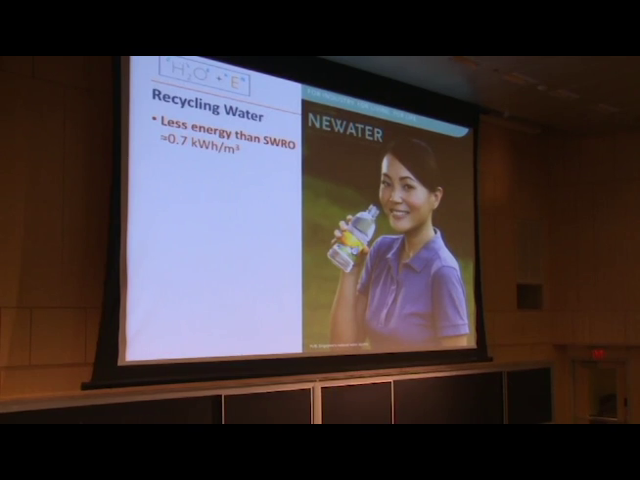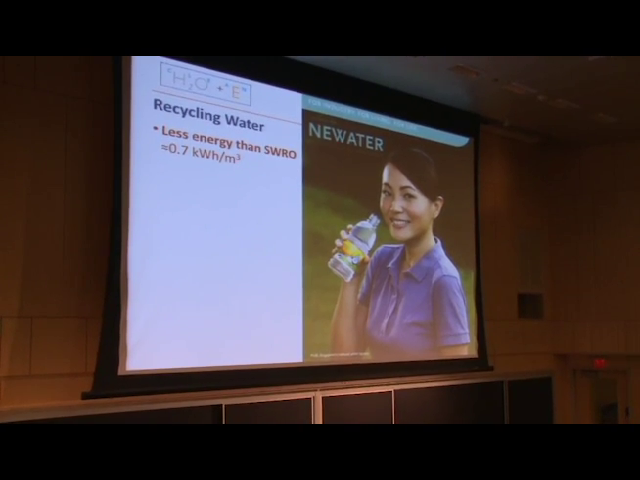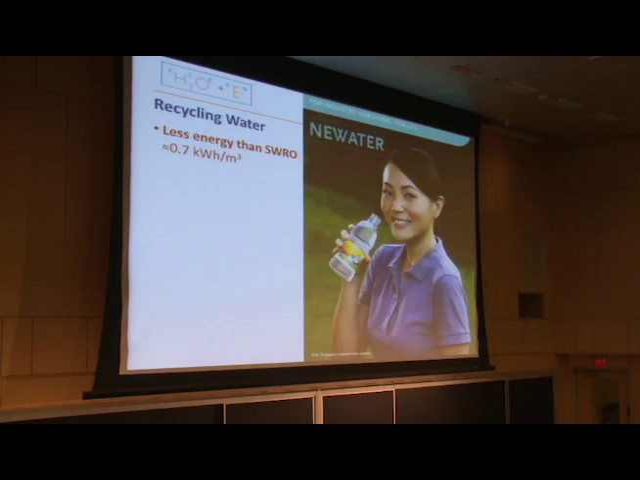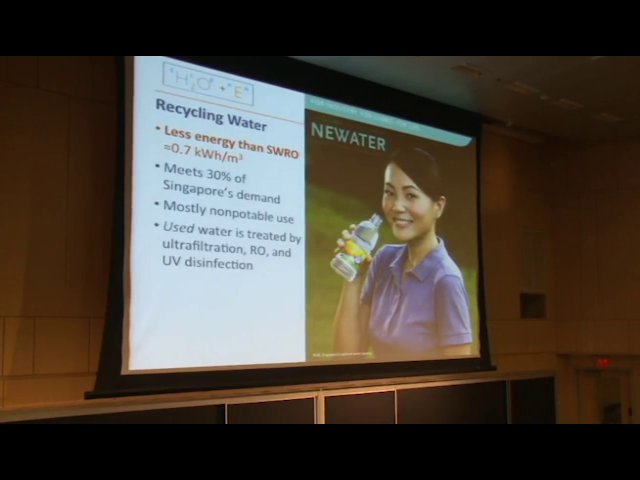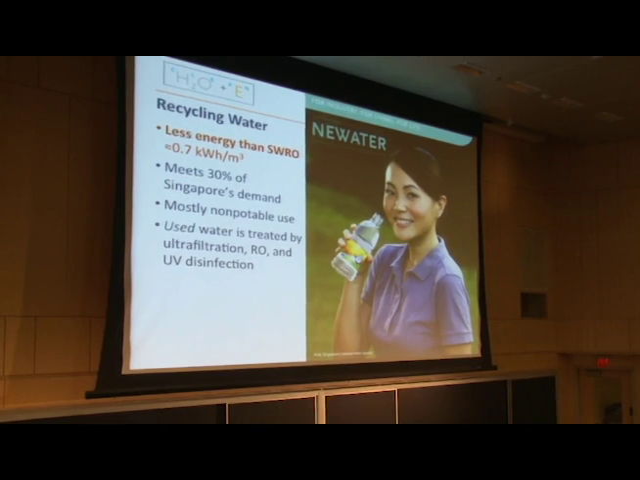Reclamation is common, but recycling to potable use may be a little less common. However, it's done in Singapore at large scale. And the energy numbers that I got from their public utility, PUB, are 0.6 to 0.7 kilowatt hours per cubic meter, far less than seawater reverse osmosis. Singapore uses seawater RO as well because it can't get enough recycled water to meet its demand. But at present, they're meeting about 30% of their supply through these means.